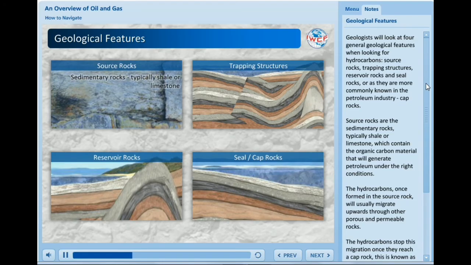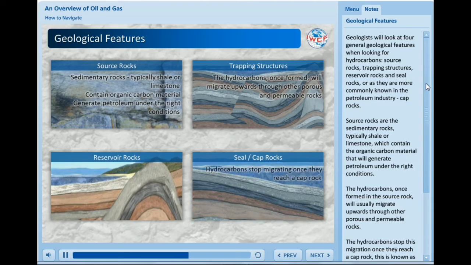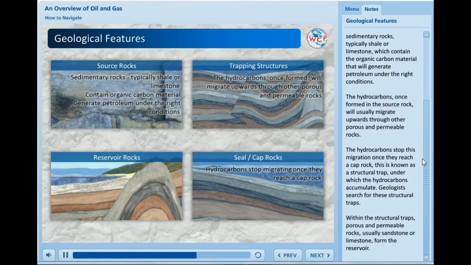Source rocks are the sedimentary rocks, typically shale or limestone, which contain the organic carbon material that will generate petroleum under the right conditions. The hydrocarbons, once formed in the source rock, will usually migrate upwards through other porous and permeable rocks. The hydrocarbons stop this migration once they reach a cap rock. This is known as a structural trap, under which the hydrocarbons accumulate. Geologists search for these structural traps. Within the structural traps, porous and permeable rocks, usually sandstone or limestone, form the reservoir.